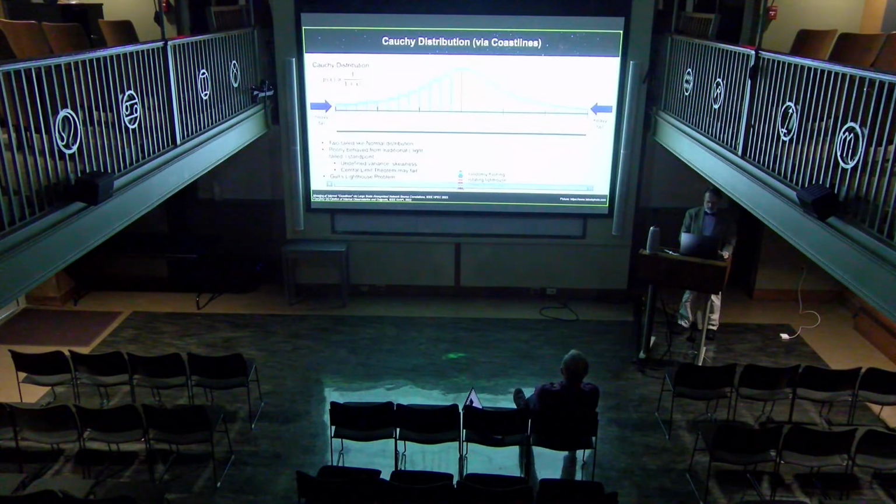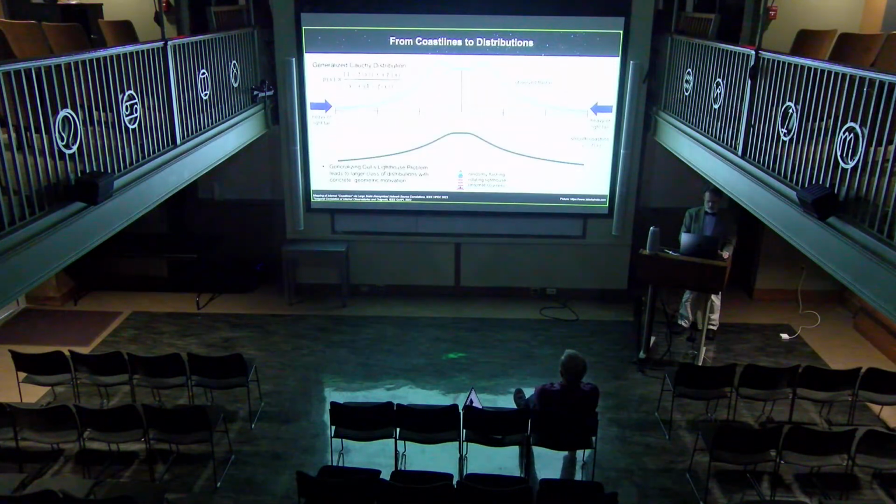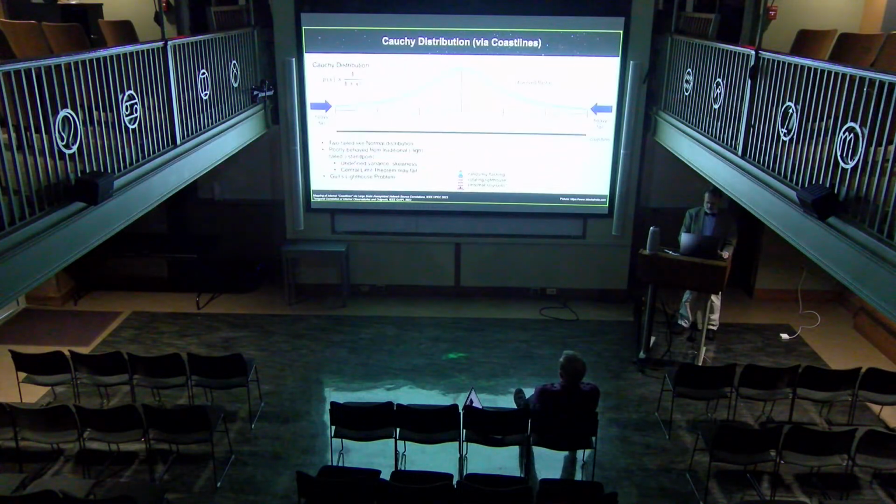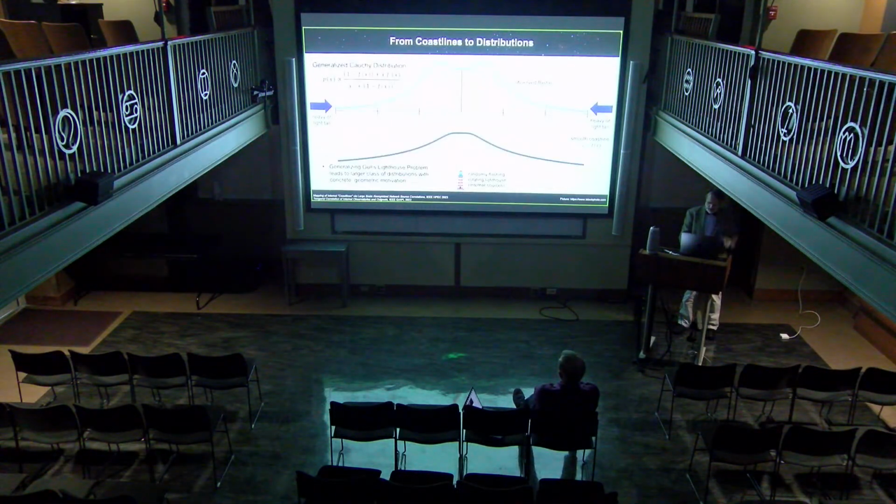So now we can ask the question, let's say I have a different coastline, rather than a flat one. There's an equation I can use for what we call the generalized Cauchy distribution. The Cauchy distribution results from a flat coastline, but there's actually an equation you can use here and solve, and it will give you this kind of shape. So if you give me a coastline, I can give you a distribution.